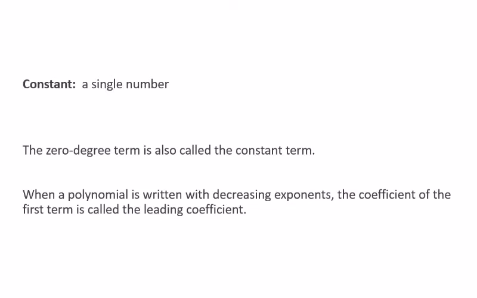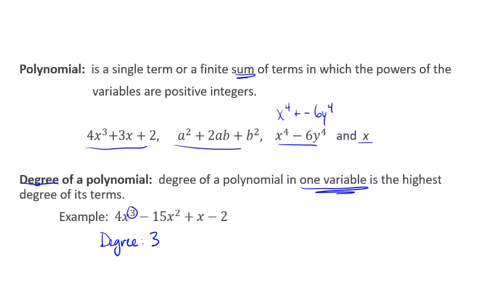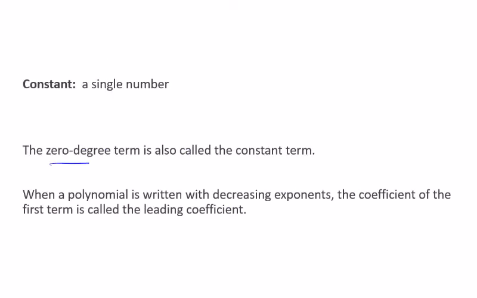All right. So then the term constant. A constant is just a number without a variable, right? Just a single number. And so the 0 degree term is also called the constant term. So if we go back to that last example, we have degree 3 here, degree 2, degree 1, right? And then this would be degree 0 because anything to the 0 power is 1. So we don't write the x to the 0 power, but that's the 0th degree term, okay? And that's also known as the constant, okay?